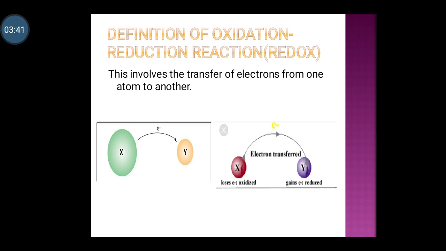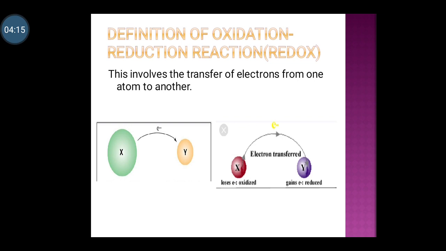Now, let us look at the definition of oxidation reduction reaction, also called the redox reaction. This involves the transfer of electrons from one atom to another. It then means electrons are moving from one to another.